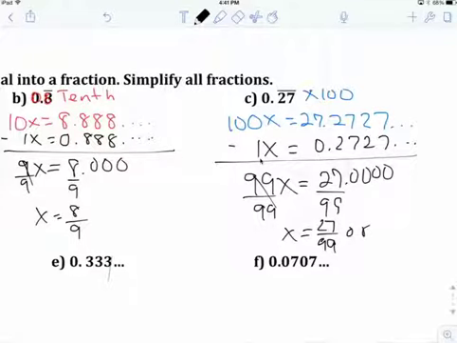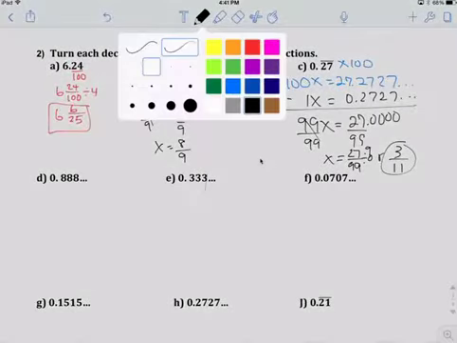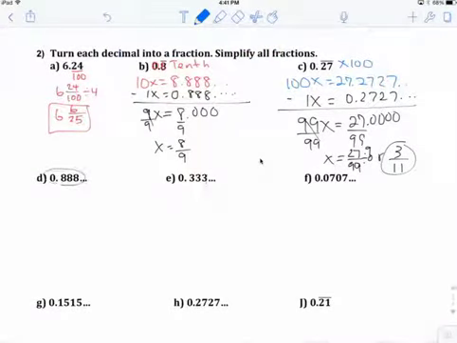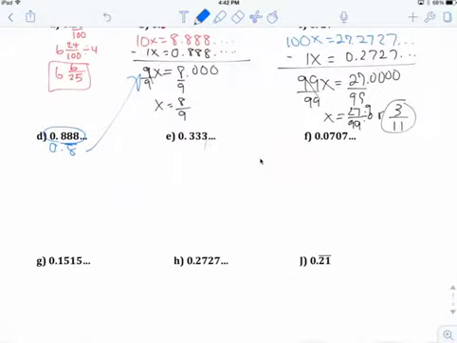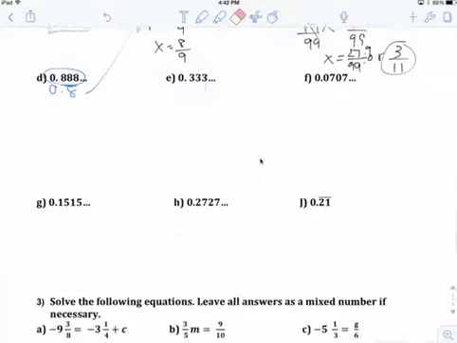Both can be divided by 9. That gets 3 over 11. Check, you can check. Divide 3 by 11. You should get 0.2727 repeating. So know that this is the same as 0.8 repeating up here. So the answer will be the same. That's how you do all of these. And this is the same as up here. You should be able to do the same.